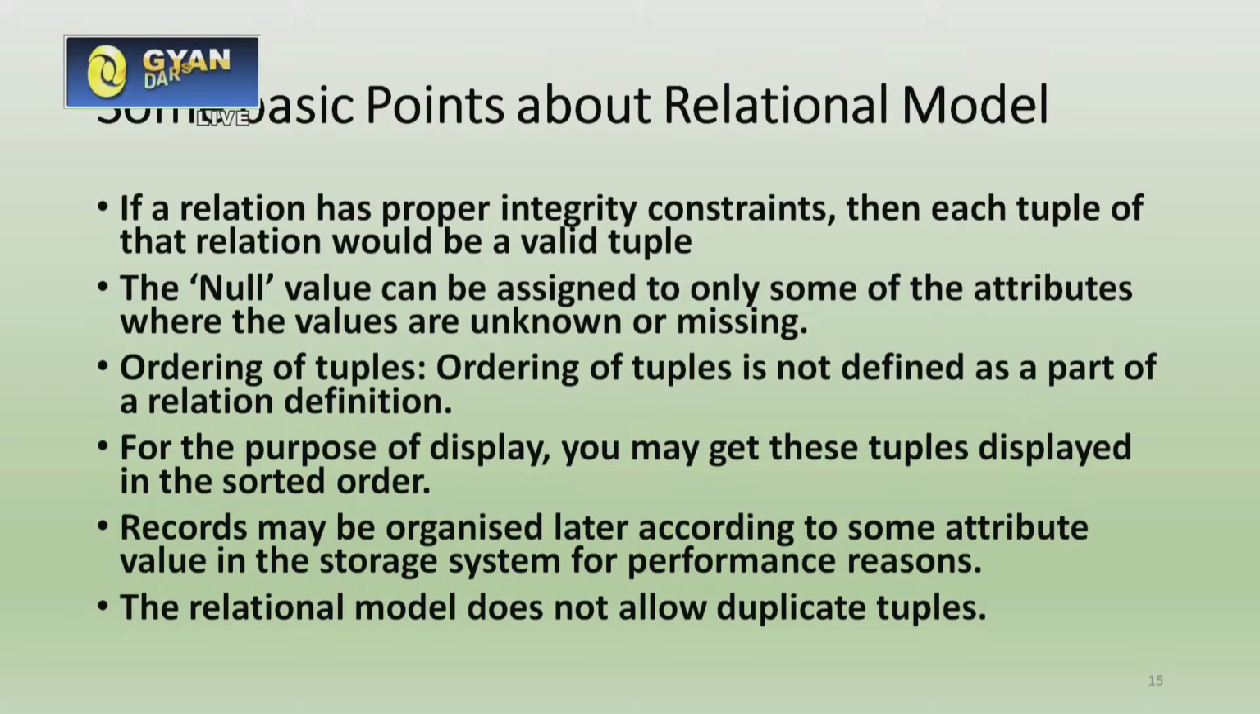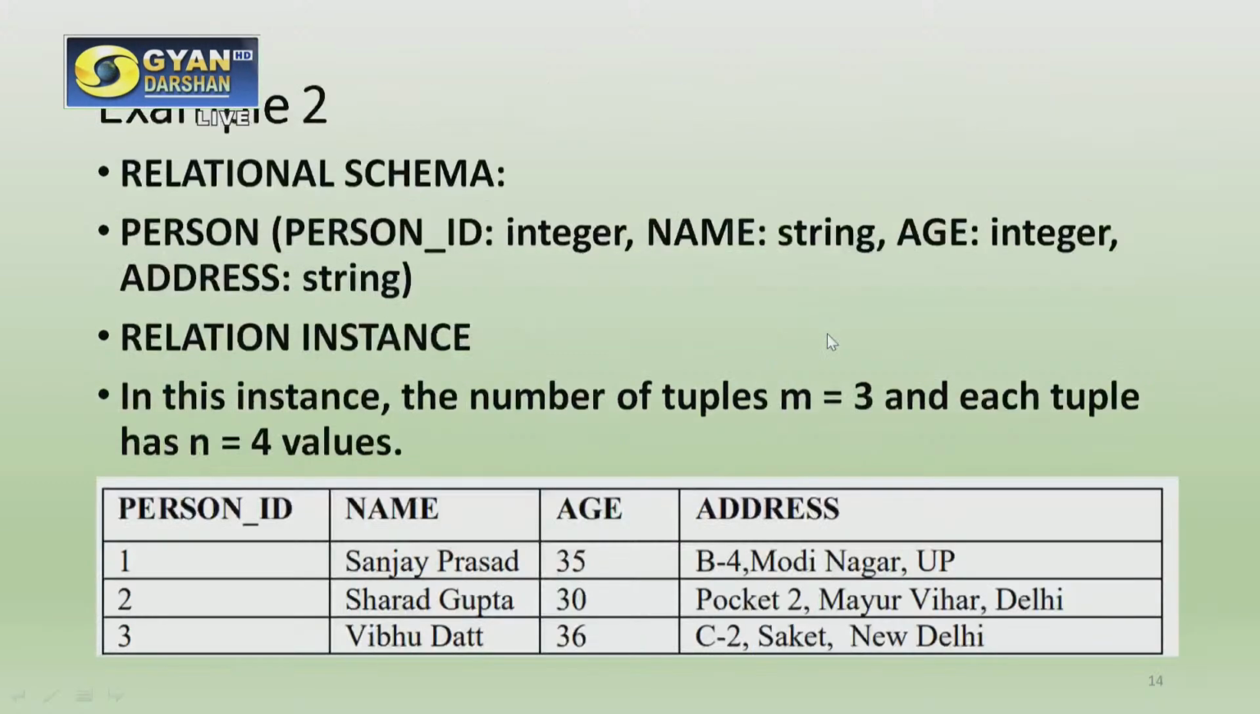The null values can be assigned to only some of the attributes where the values are unknown or missing. Now this is a very interesting case. For example, if we do not know the value of a person whose person ID is 1, then instead of 35 we would be writing null. Now null you don't write when it is an integer value, you just leave it empty. You don't put anything over there, and it is treated as a null value in this particular situation.